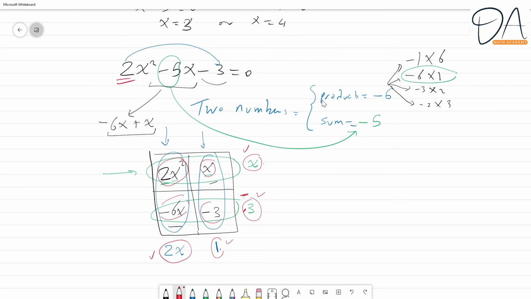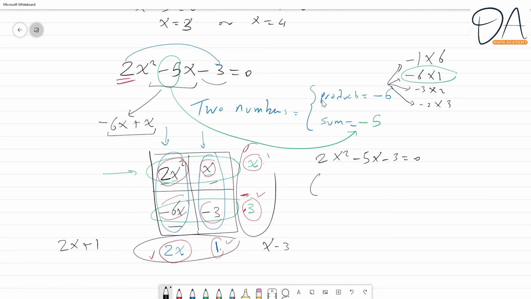So everything is fine. Now what are the two factors? One, you get from here. This one will be 2x plus 1. And the other one you get from here, which is x minus 3. Remember the minus that we added, fix this. So then our quadratic, which was 2x squared minus 5x minus 3 equals 0, we can factorize it as 2x plus 1 and x minus 3.